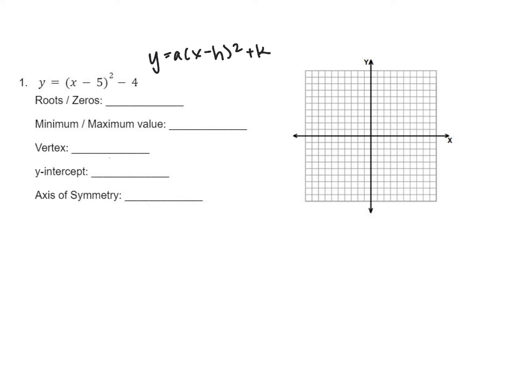So you can see by looking at the form here that if the vertex is at (h, k), and it is, then we would need to use 5 and negative 4. So the vertex is at (5, -4). The maximum value would be y equals negative 4, and the axis of symmetry is x equals 5. So I can plot that now.